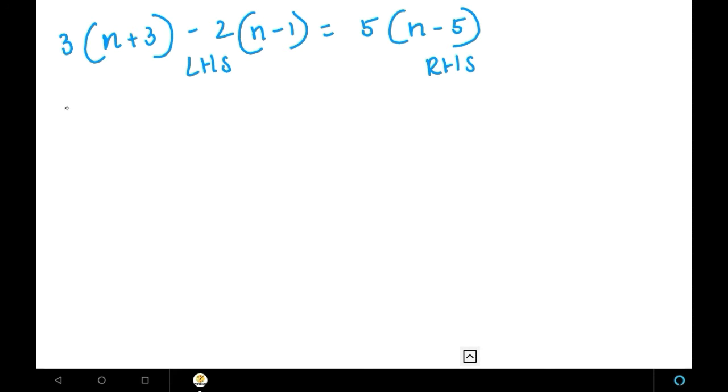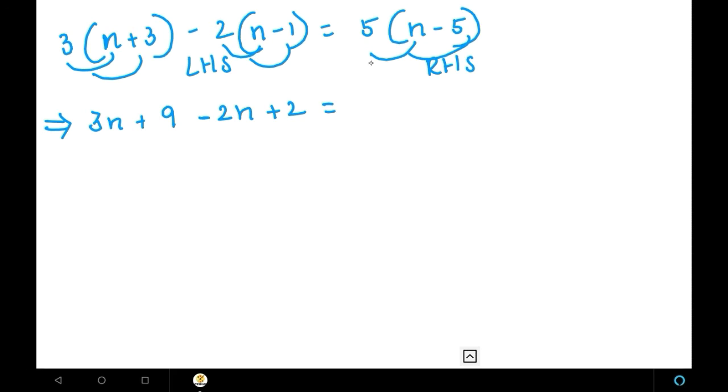So let's put this 3 inside the bracket, minus 2 inside the bracket, 5 inside the bracket to make the calculation easier. 3 into n gives me 3n plus 3 into 3 gives me 9. Minus 2 into n gives me minus 2n. Minus 2 into minus 1 gives me plus 2, equal to 5 into n gives me 5n. 5 into minus 5 gives me minus 25.